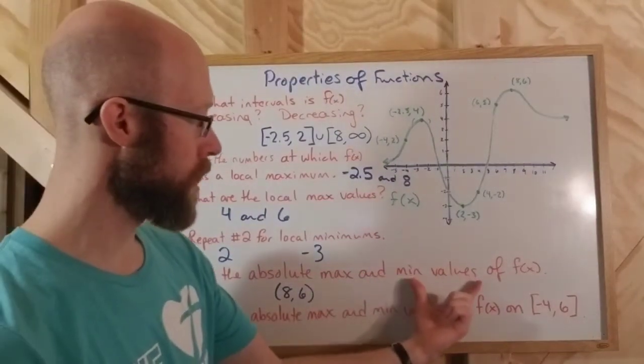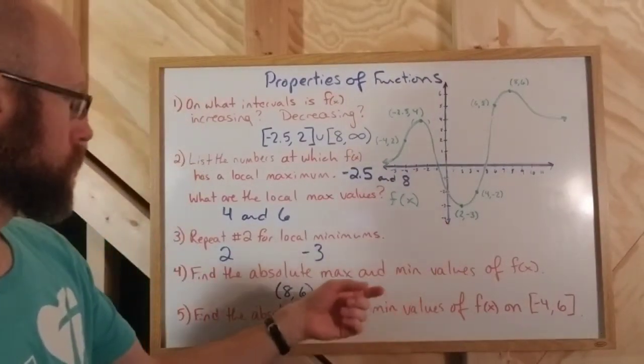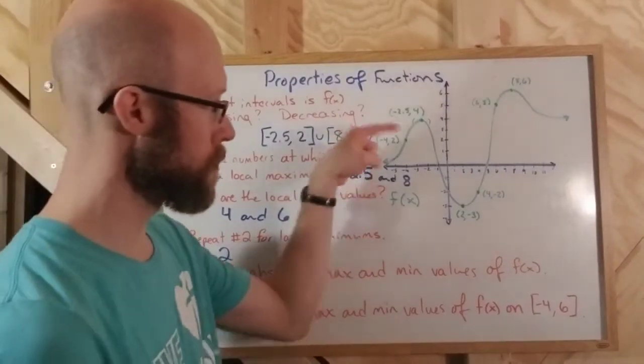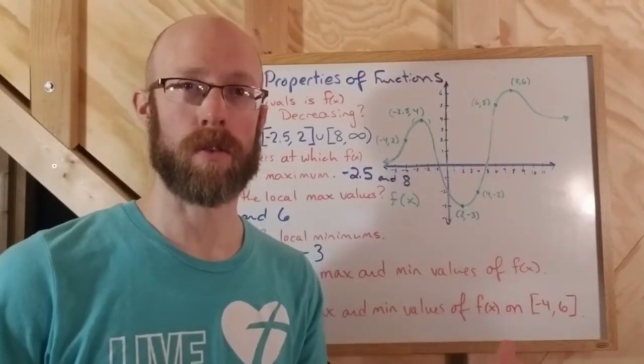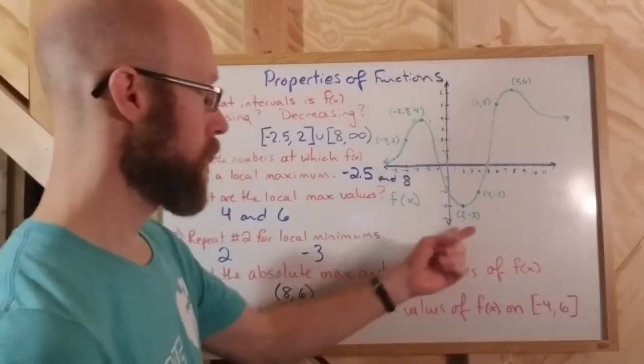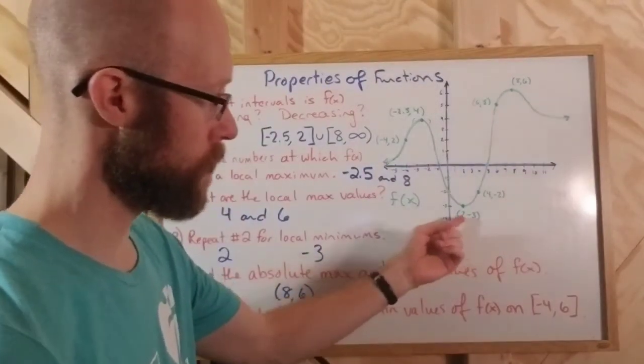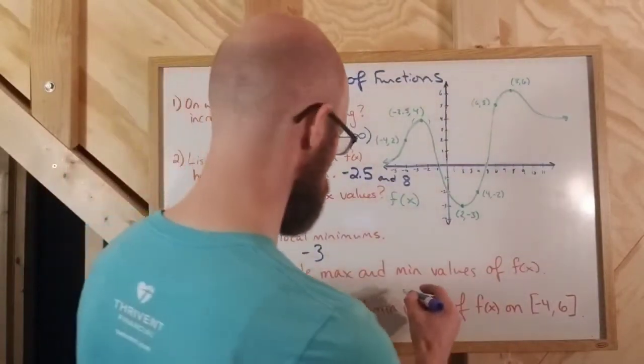Here, for minimum values, there is one absolute minimum, and it's this lowest point in the graph. Again, it would be the smallest or least value in the range. Here, that corresponds to negative 3, so the point is 2 comma negative 3.